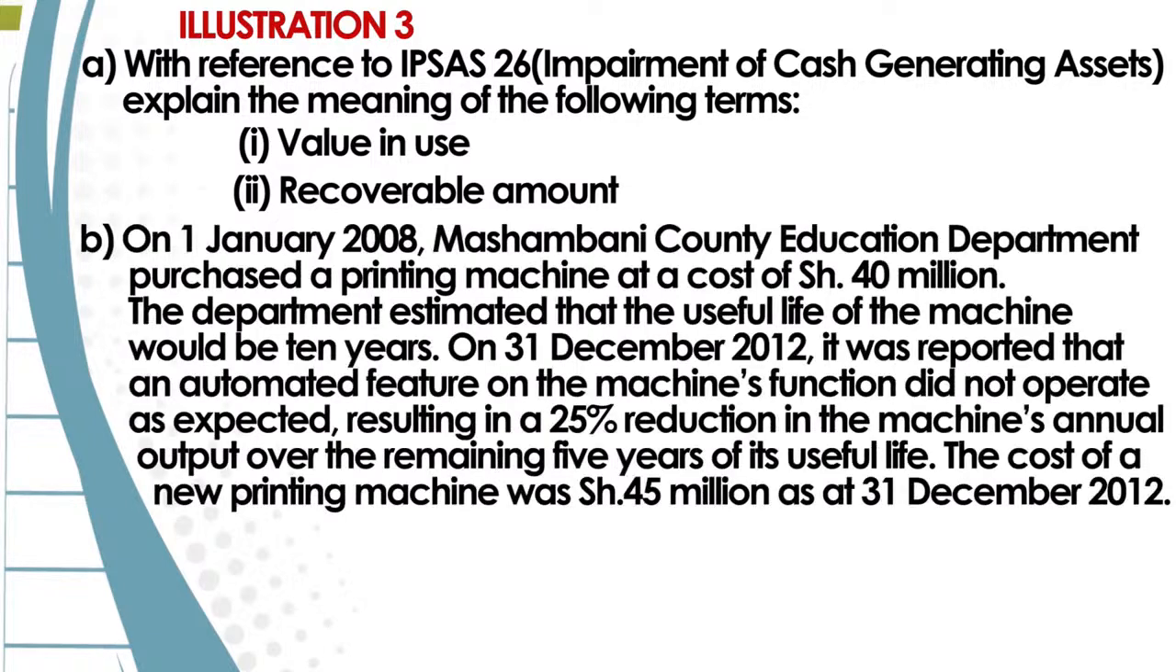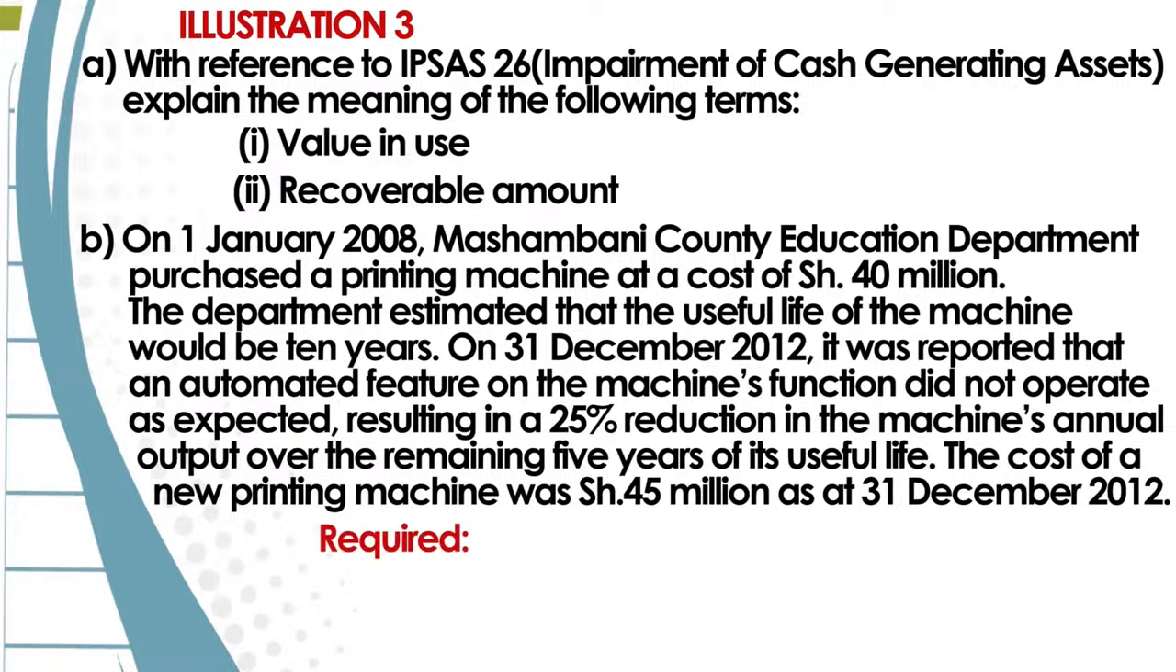We are told that on 1st January 2008, Mashabani County Education Department purchased a printing machine at a cost of 40 million. The department estimated that the useful life of the machine would be 10 years. On 31st December 2012, it was reported that the automated feature of the machine did not operate as expected, resulting in a 25% reduction in the machine's annual output over the remaining 5 years of its useful life. The cost of a new printing machine was 45 million as at 31st December 2012.